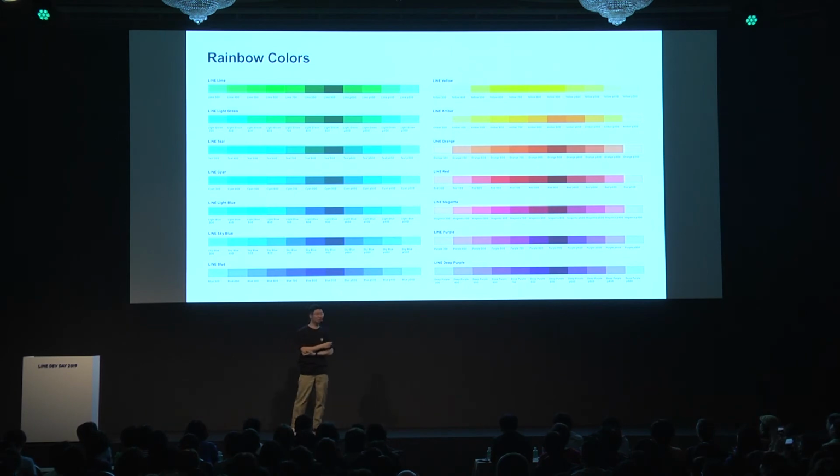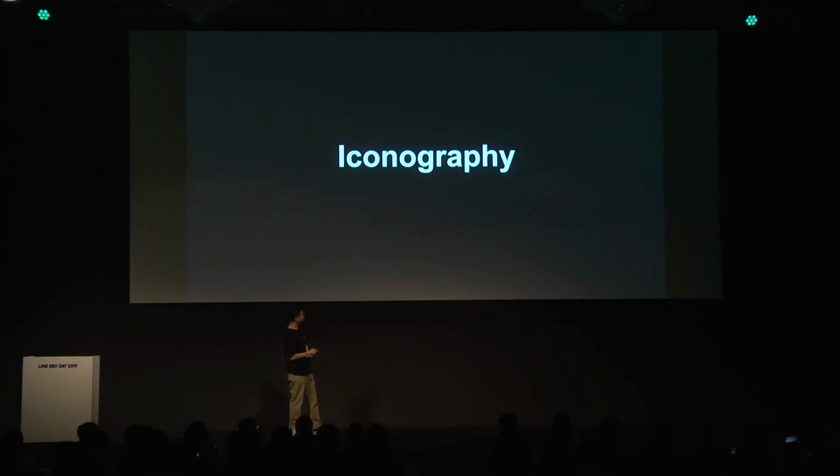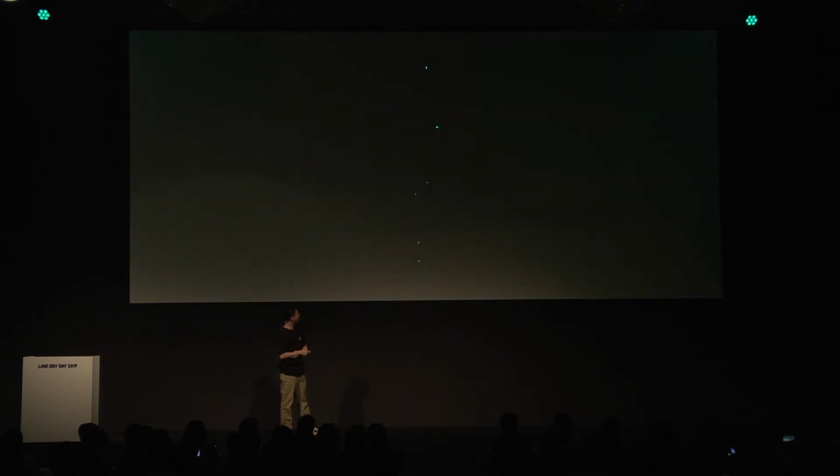Rainbow colors are already made because of the needs for future services or some family services outside of LINE, because we know that 30 colors cannot be enough to support our future needs. So all of those are already in our documentation. I think I've talked too much, so let's watch some concept video about our iconography.